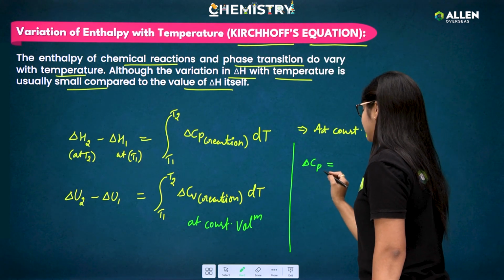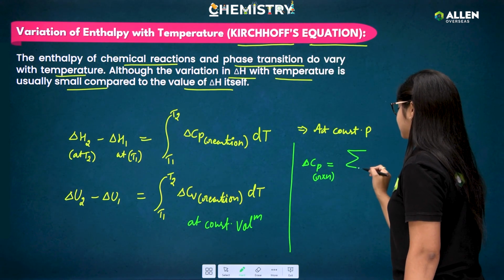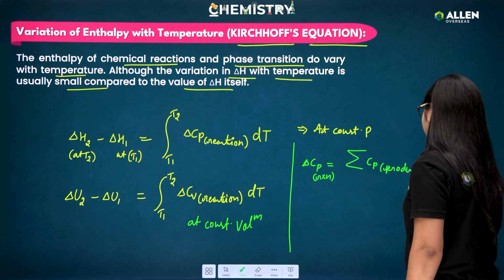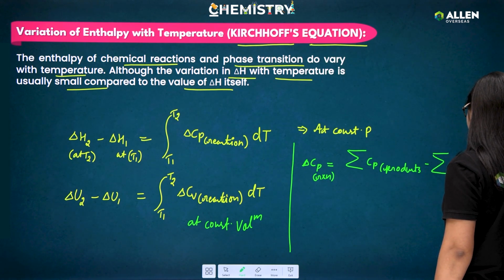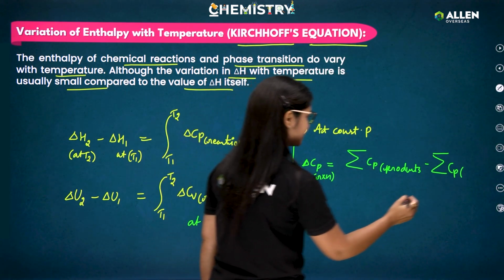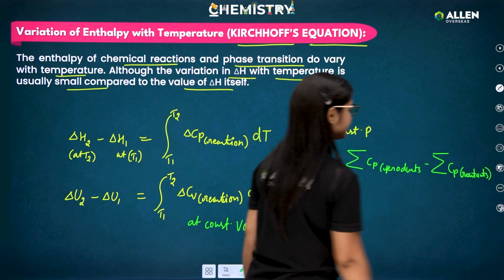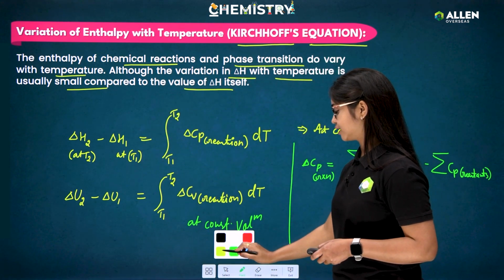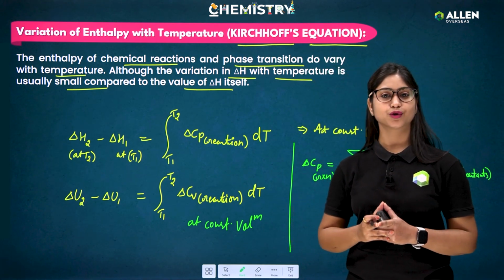Now what is delta Cp or delta Cv? Delta Cp of reaction can be calculated as the summation of all the values of Cp of products minus the summation of all the values of Cp of reactants. By using this formula we can find out the value of delta Cp of reaction. This is Kirchhoff's equation. Now let's see how we can use this equation to solve questions related to it.